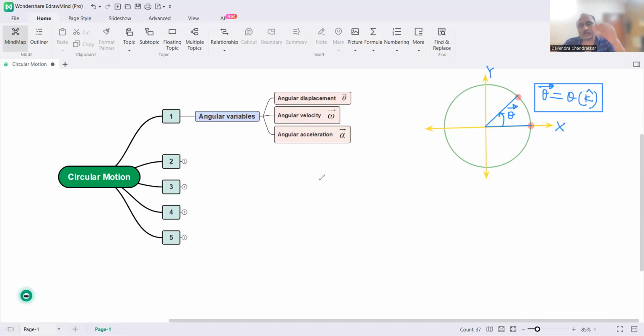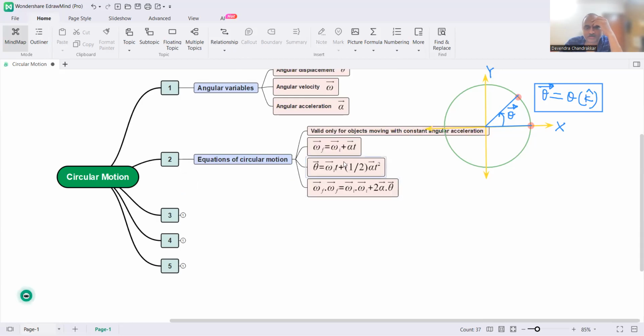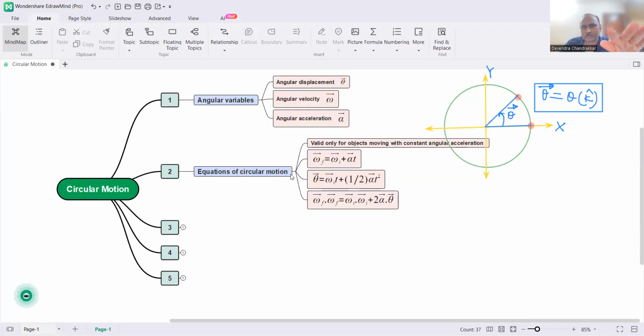Then came angular velocity omega, then came angular acceleration alpha. All of you are aware of it. So when alpha is constant, then we have equations of circular motion: omega f is equal to omega i plus alpha vector t. Theta is omega i t plus half alpha t square. Omega f dot omega f is equal to omega i dot omega i plus 2 alpha dot theta. Last class, we have already done this in circular motion also. Any doubts in this?